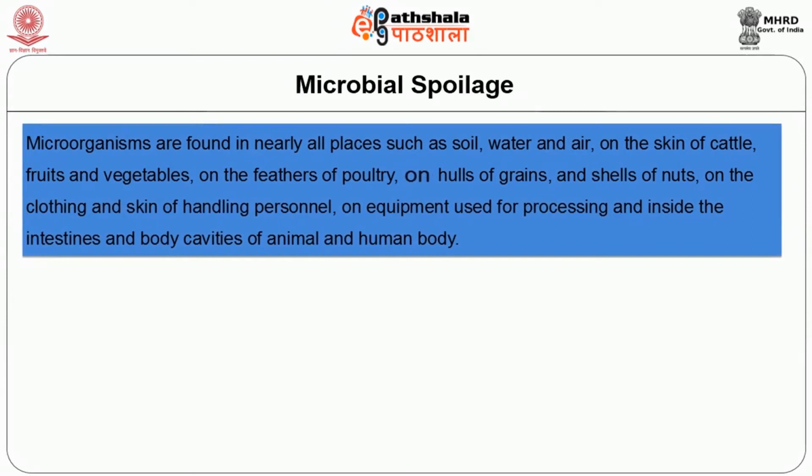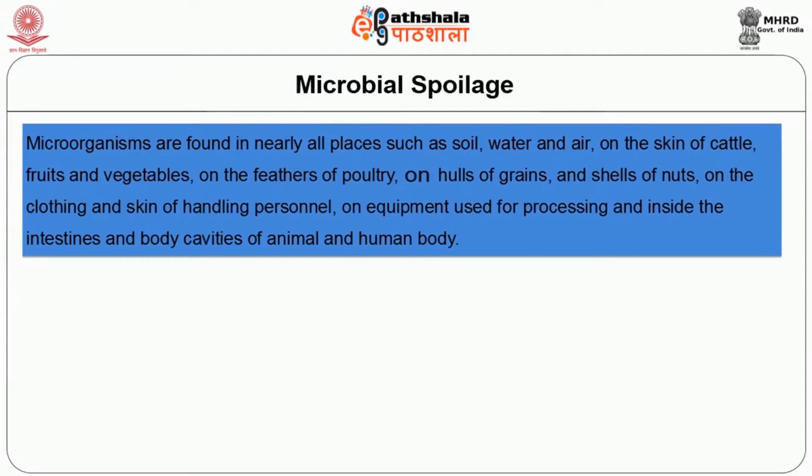Microorganisms are found in nearly all places such as soil, water, air, on the skin of cattle, fruits and vegetables, on the feathers of poultry, on hulls of grains, shells of nuts, on the clothing and skin of handling personnel, on equipment used for processing and inside the intestines and body cavities of animal and human body. They are capable of spoiling food at a rapid rate.